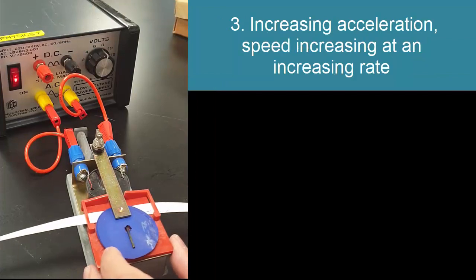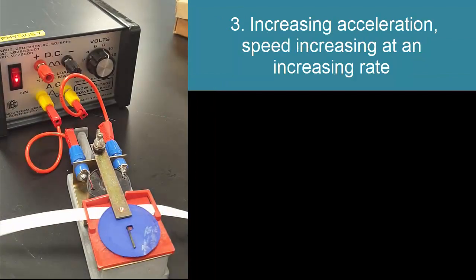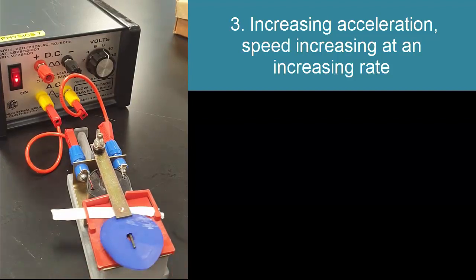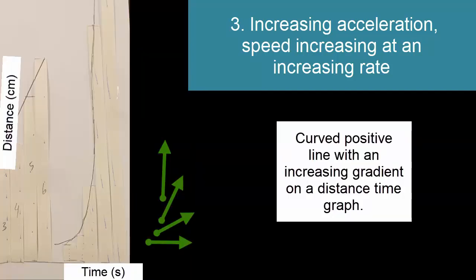The last one here is where I increased the acceleration. Now, I don't know if I'm increasing it at a constant rate or just increasing it out of control. But nonetheless, what you'll always see is a curved line. If you're increasing acceleration, the velocity will increase at an increasing rate. So on a distance time graph, it's a curved positive line with an increasing gradient.